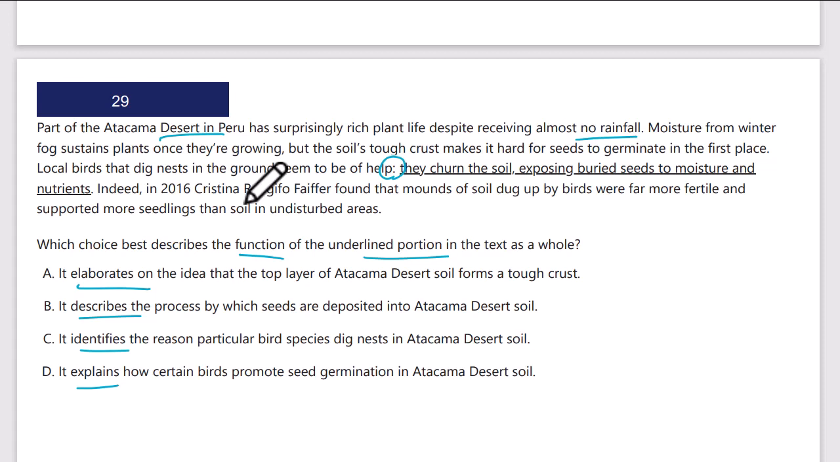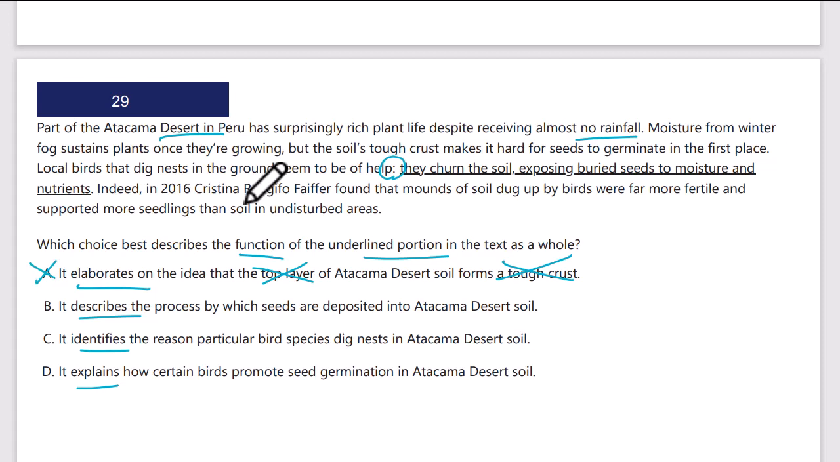Okay, so what's this text doing? It's pointing out or explaining how birds help these difficult growing conditions for the seeds of the plants occur in the first place. So that's the function, to show how these plants get to grow. Indeed, such and such found that mounds of soil dug up by birds were far more fertile and supported more seedlings than soil in undisturbed areas. So we have a study that shows that. So it elaborates on the idea that the top layer of Atacama Desert soil forms a tough crust. No, they tell us it has a tough crust. Nothing about top layer versus bottom layer or anything like that.